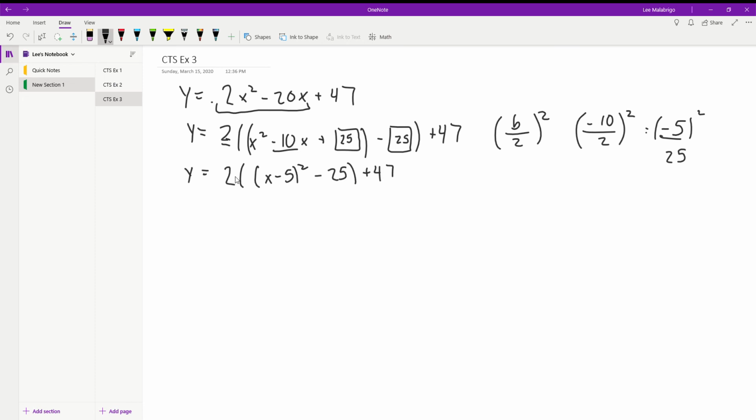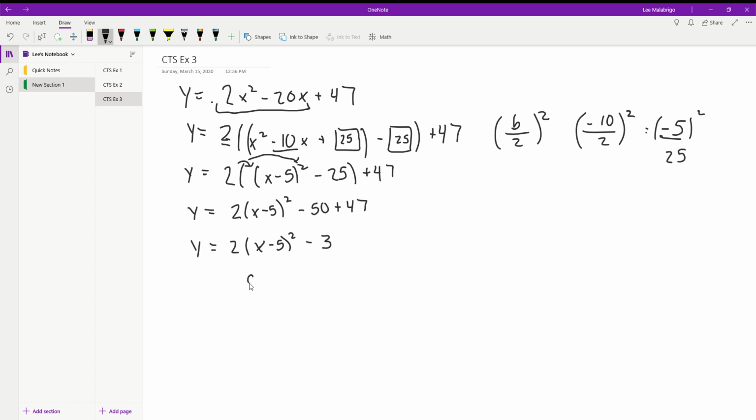Well, now if we distribute this 2, we'll distribute it to this thing, and then we'll distribute it to that negative 25 all the way over to the side, and we will have the following. y is equal to 2(x minus 5) squared. Do not touch this. You do not need to distribute this to the x minus 5. But now we have 2 times negative 25, which is negative 50, and then we have positive 47. Okay. Well, this is just y is equal to 2(x minus 5) squared minus 3. And so this is our equation.